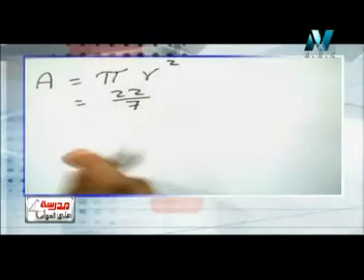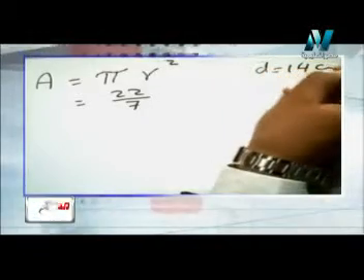To find the area of the circle, we must have the radius. We have in this question the diameter. Diameter equals 14. We must find the radius. How to find the radius from diameter? Diameter is twice the radius. Then to find the radius, we will divide the diameter by 2. Diameter equals 14 centimeters.